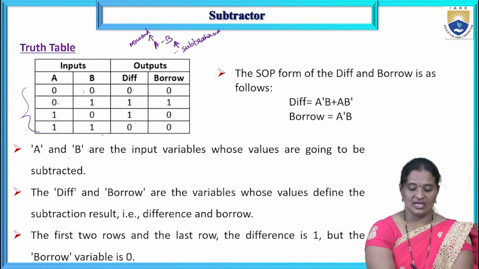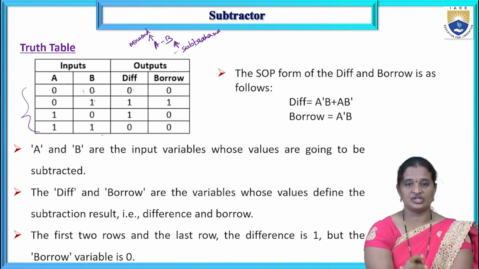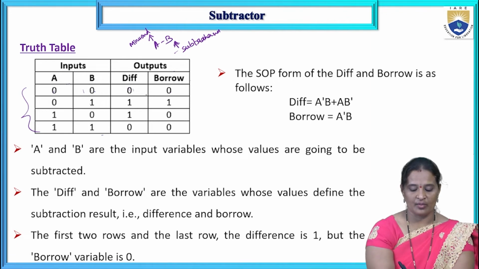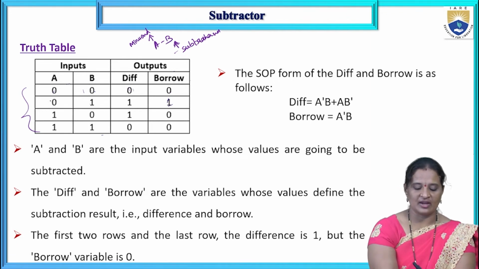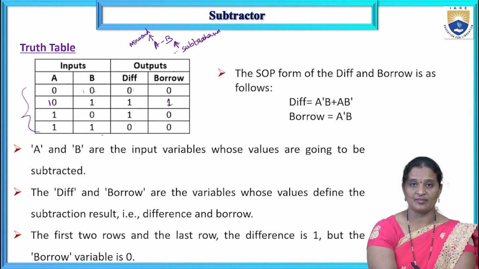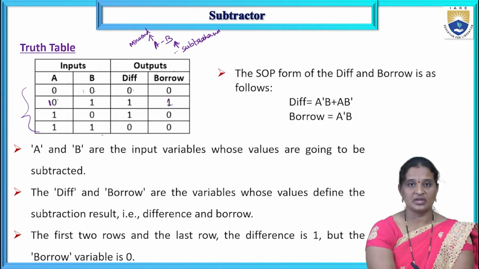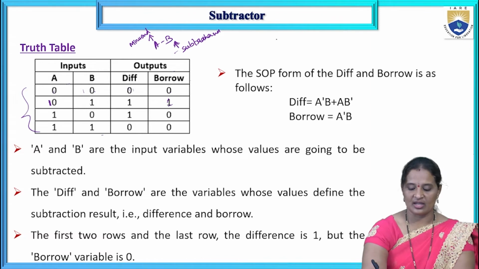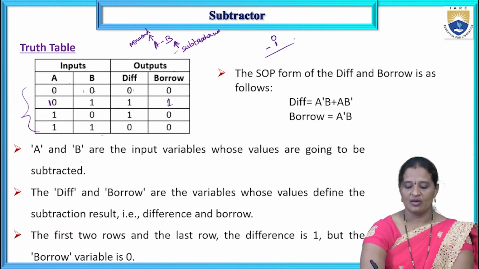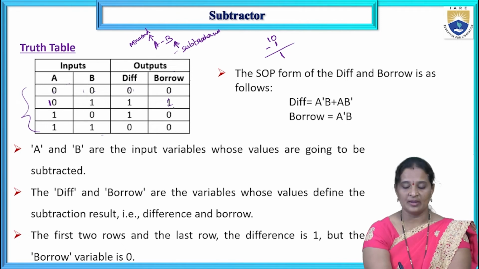0 minus 1. Is a subtraction possible? No, we should take borrow. So if I take borrow, the borrow becomes 1 here. If I take borrow from the next neighboring digit, this one becomes 1 0 because it is binary subtraction. 1 0 means in decimal it is 2. 2 minus 1 is 1. So that means when we are subtracting 1 from 0, we need to take borrow. It becomes 1 0. 1 0 minus 1 is 1. And difference is also considered to be 1. So 0 minus 1 is difference 1 and borrow is also 1.